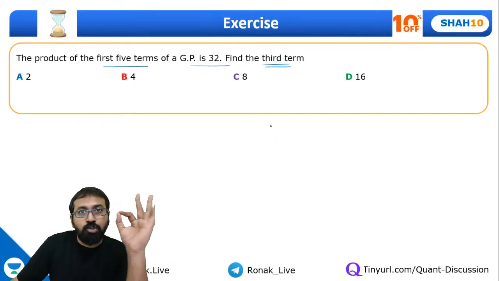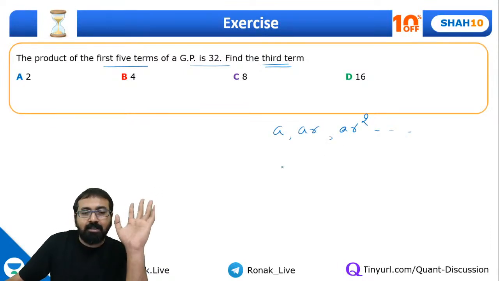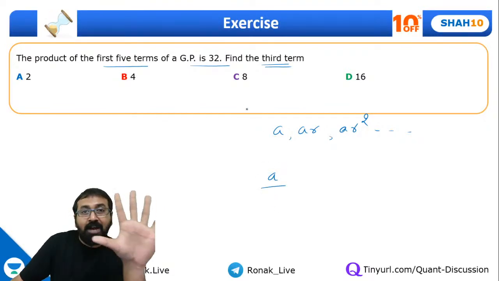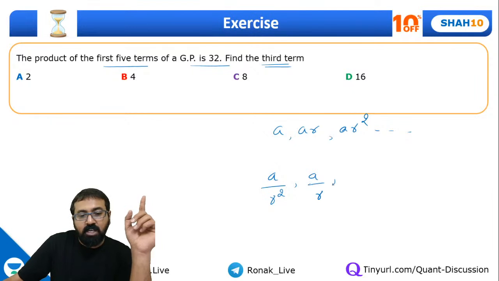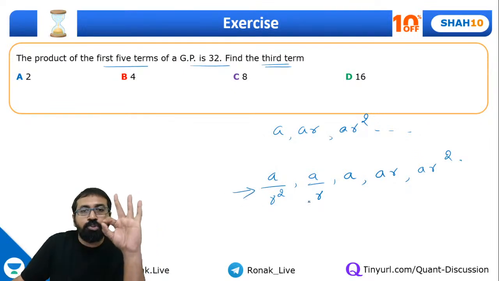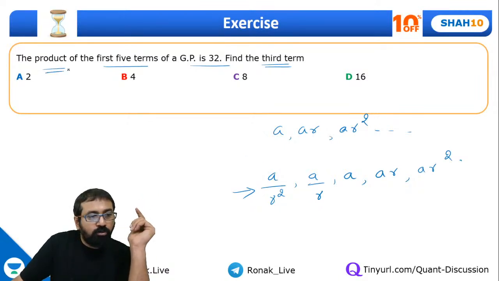Guys, remember one thing. Whenever you need to assume the terms of a GP, of course you can assume it as a, ar, ar square, and so forth. But there is another method to simplify the question. If there are 5 terms, then take the first term as A upon R square, second term as A upon R, third term as A, fourth term as AR, and fifth term as AR square. Remember this pattern. If you want to assume 3 terms, then you will take it as A by R, A, and AR. Because ultimately we need to multiply them.